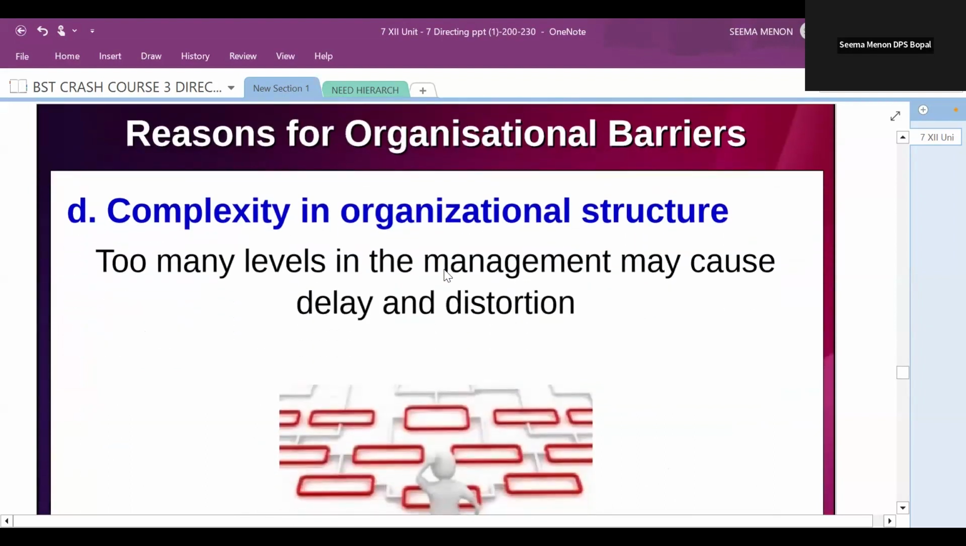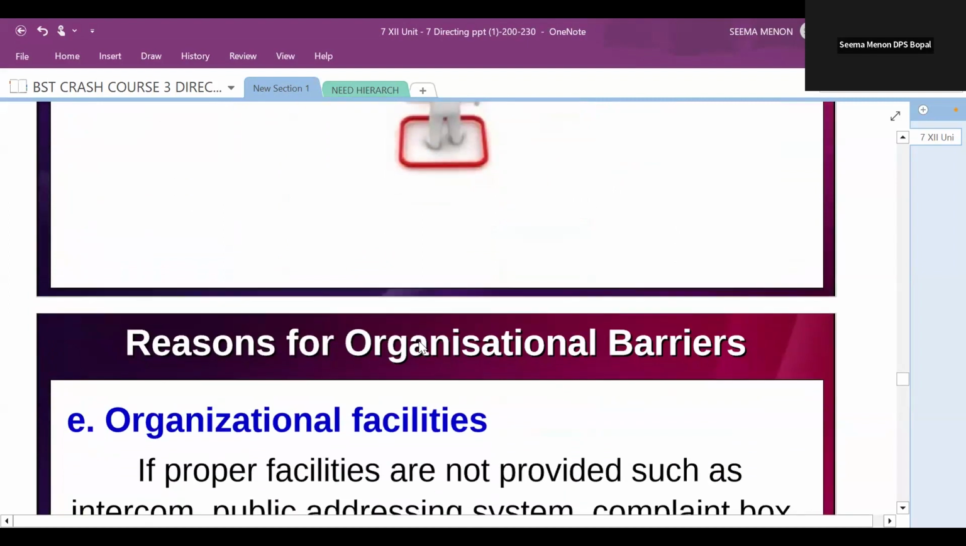Reasons for organizational barrier. The last one is complexity in the organizational structure. Too many levels in the management may cause delay and distortion. Again, the same thing. Too many levels are there from top to bottom. If there are 5 levels, the messages will be getting delayed from top to bottom. There can be distortion. The long message will be shortened after passing through these various 5 to 6 levels.